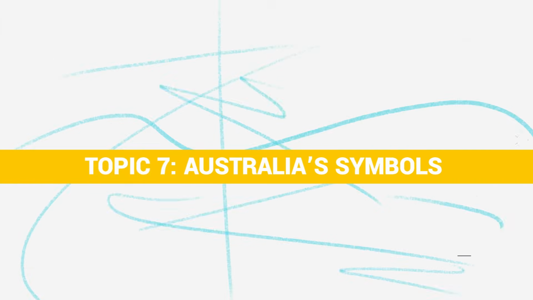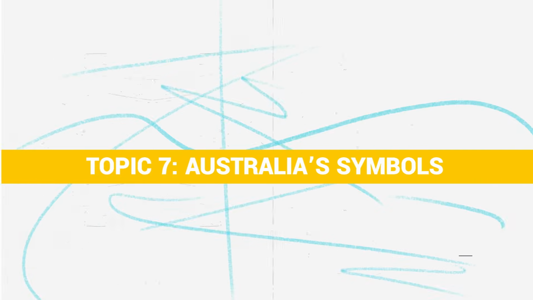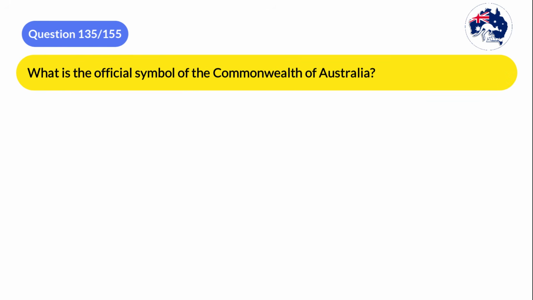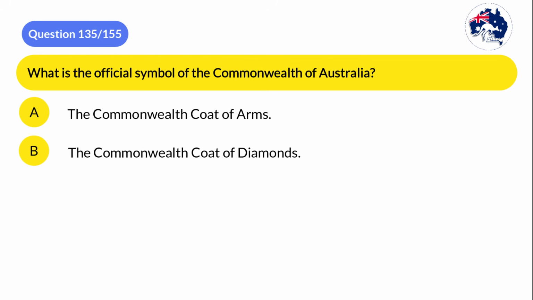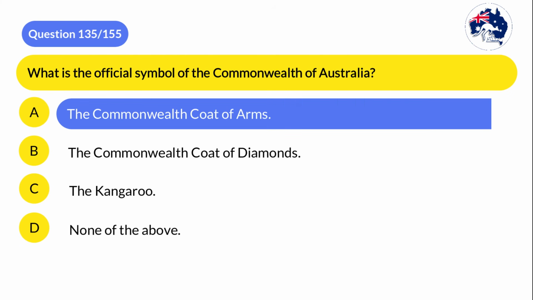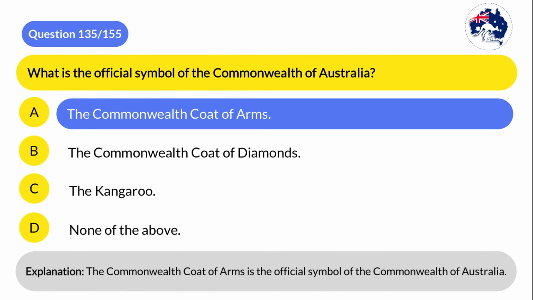Topic 7. Australia's symbols. Question 135. What is the official symbol of the Commonwealth of Australia? A. The Commonwealth coat of arms. B. The Commonwealth coat of diamonds. C. The kangaroo. D. None of the above. The correct answer is A. The Commonwealth coat of arms. Explanation: the Commonwealth coat of arms is the official symbol of the Commonwealth of Australia.